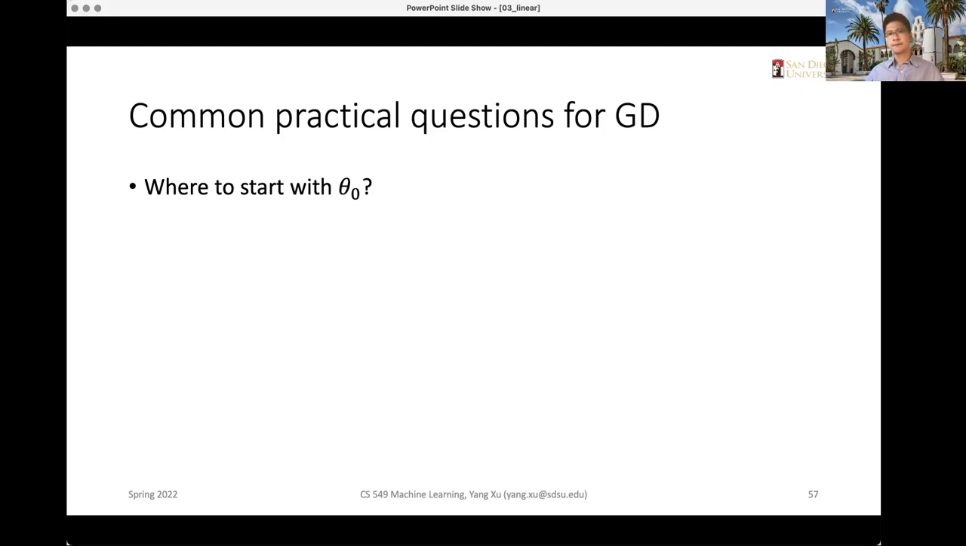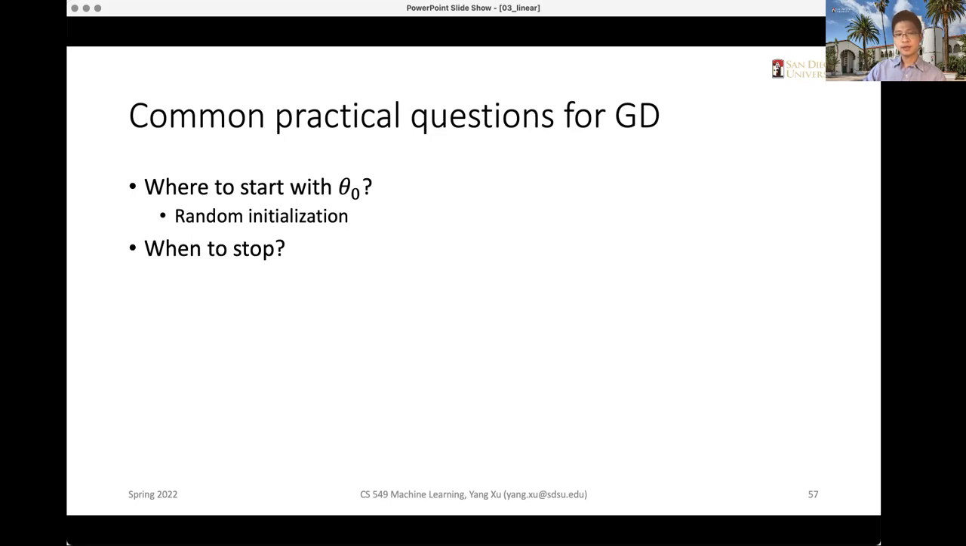There are several common practical questions about gradient descent, which we will cover also later when we introduce more complex models. So first of all, the question is how to choose the initial values for theta 0. A simple answer is that we usually use random initialization because we don't have any prior knowledge about the data and about the cost function.